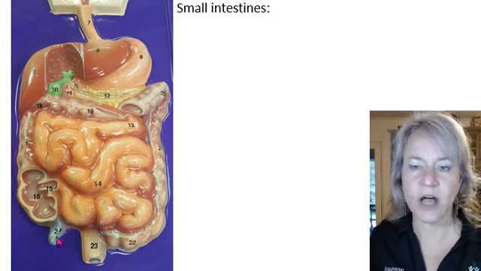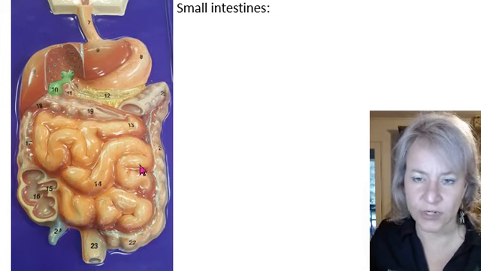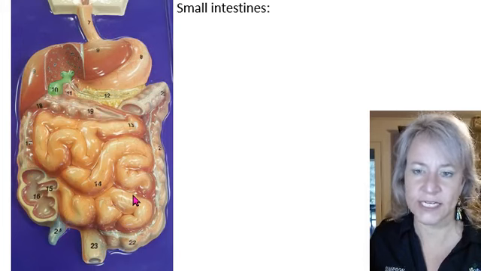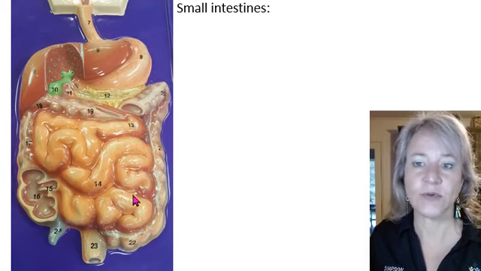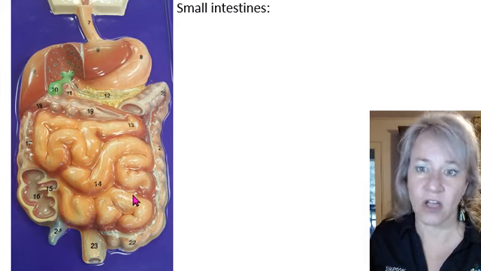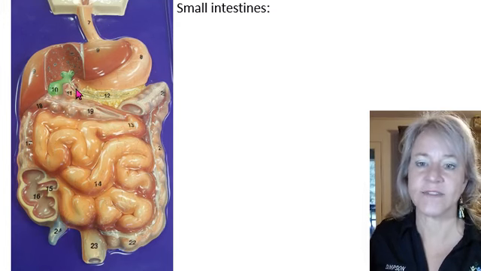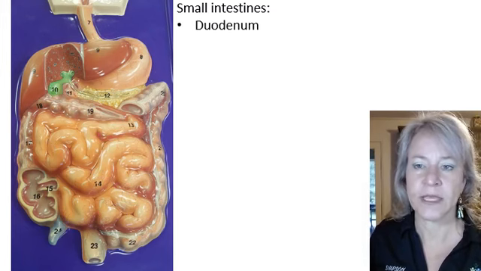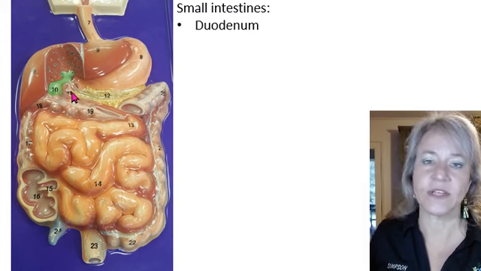Okay, so the small intestines is all of this organ here. It's 11, 13, and 14. And it's 23 to 25 feet long. And it's divided into 3 parts. So this first part is the duodenum. And it's only 9 inches.